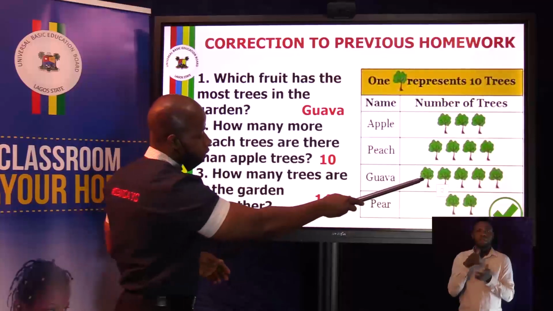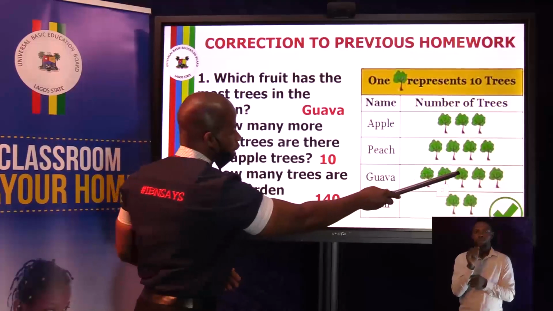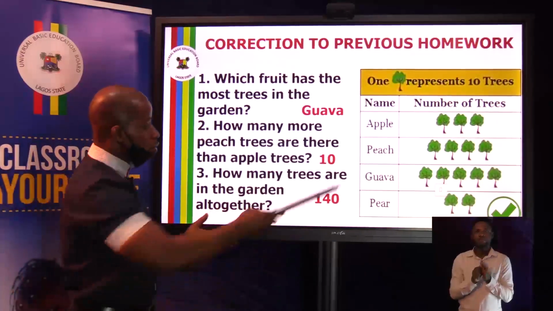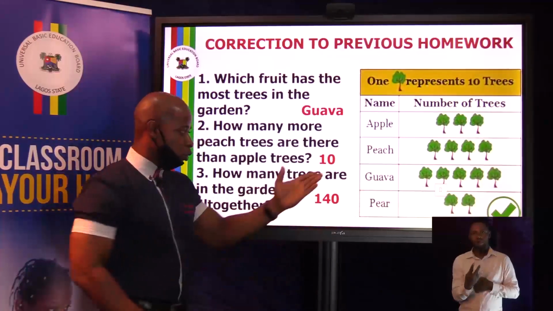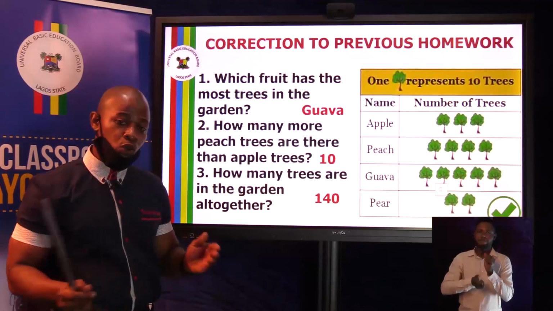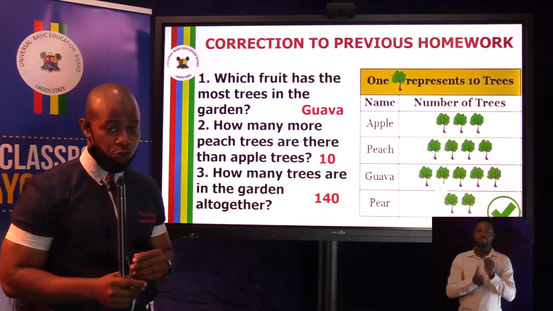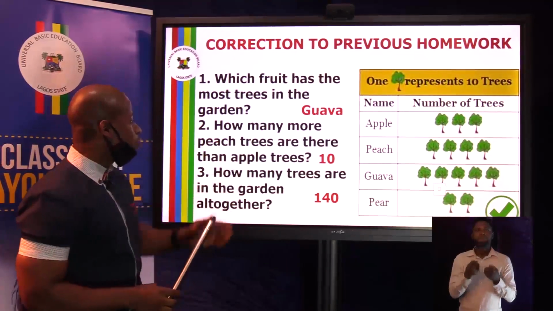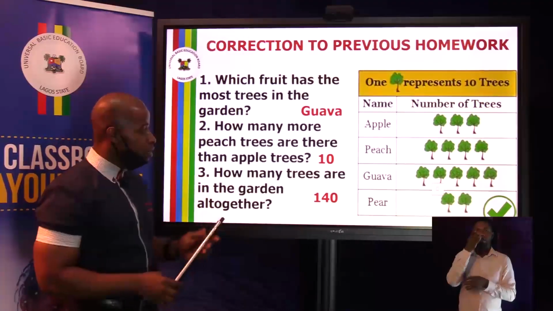This has to be it. 10, 20, 30, 40, 50. Obviously, it has 5 symbols. This has 3, this has 4, and this has 2. So it is the guava tree, this guava fruit rather, that has the most trees in the garden. Question number 2 says, how many more peach trees are there than apple trees?